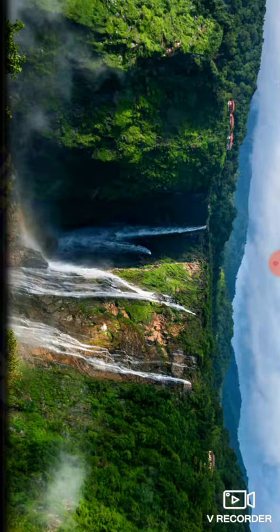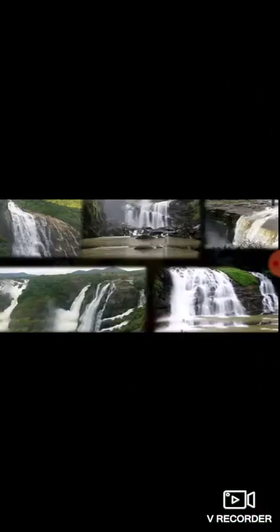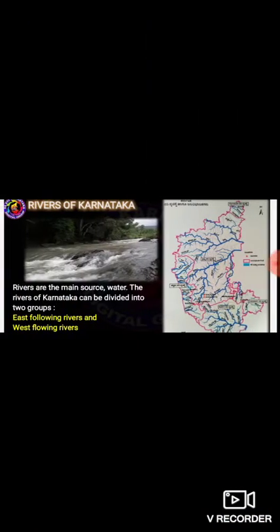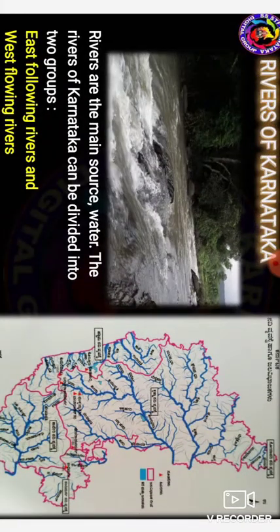Water resource of Karnataka. In our previous class, we studied the important rivers of Karnataka, the different types of irrigation in Karnataka, which rivers flow in Karnataka, and the irrigation and canal projects of Karnataka.